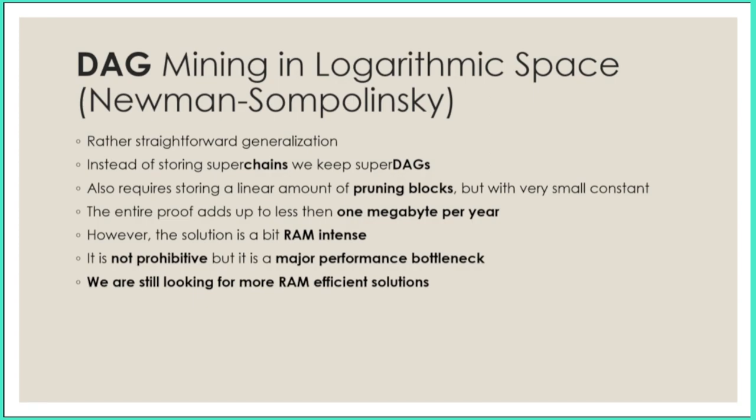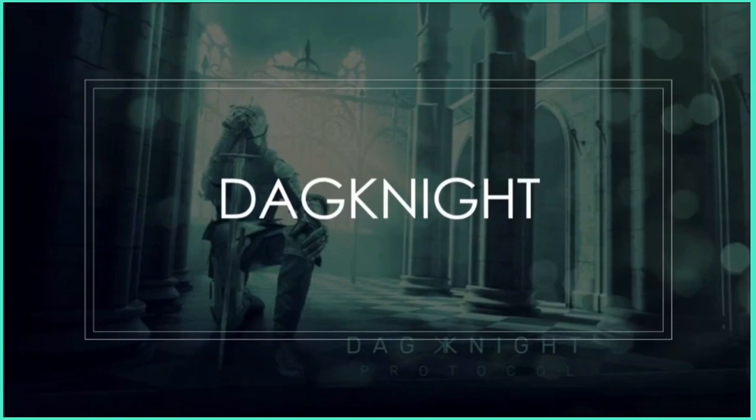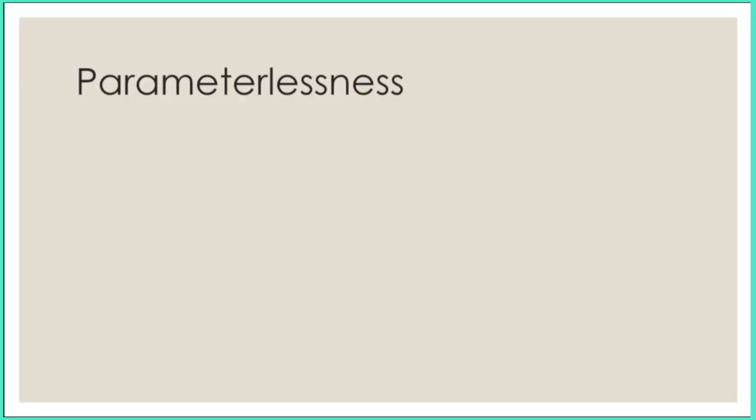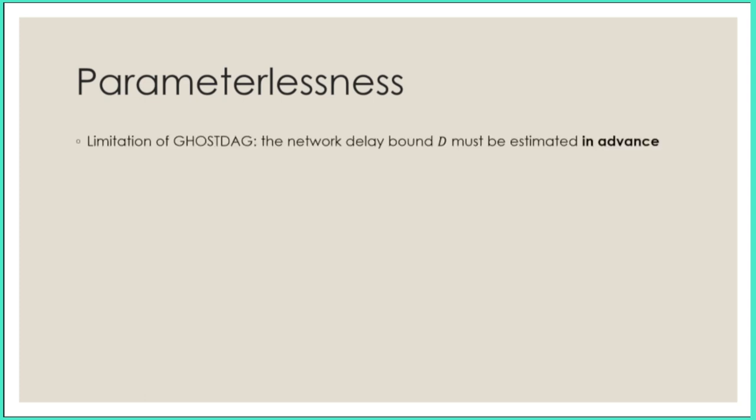Okay. So now the moment I guess a lot of you have been waiting for, DAGKnight. This is going to be very brief, especially because I don't know very much about DAGKnight at this point. I'm going to share with you pretty much everything I do know about DAGKnight. So the property we like is parameterlessness. GhostDAG has this limitation that the network delay bound, D, that we talked about, must be estimated in advance. And more than that, it must be taken with a margin of error.